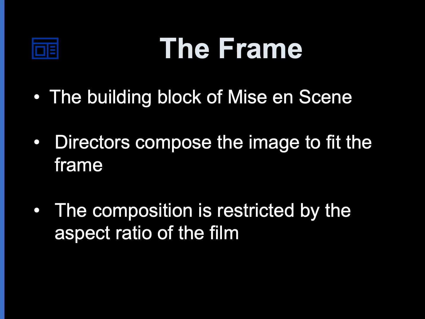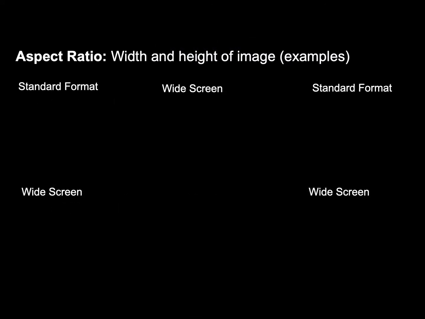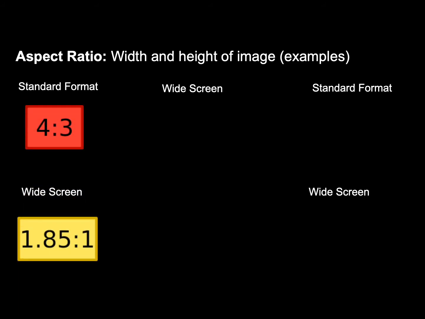The frame, the building block of mise en scène. Directors compose the image to fit the frame. The composition is restricted by the aspect ratio of the film. Aspect ratio, the width and height of the image. Last lecture we learned about different formats of film. Each film format comes with a distinct aspect ratio. Aspect ratio examples. We have examples of standard and widescreen formats here.